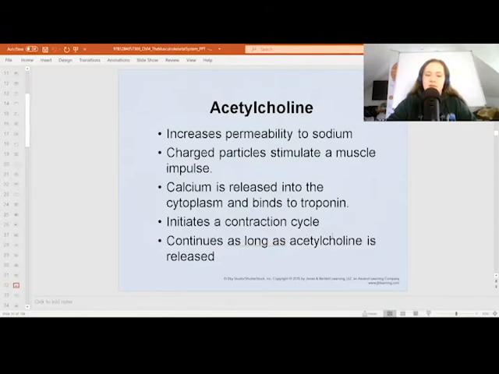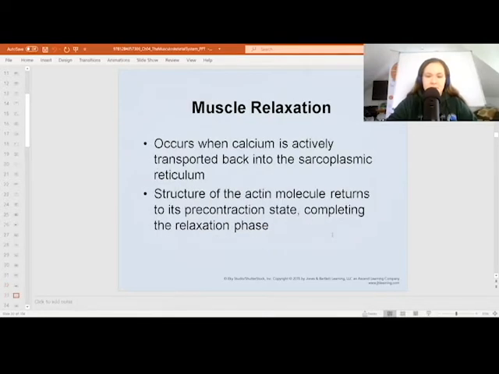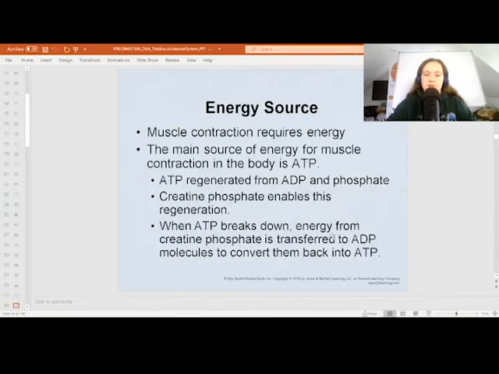Calcium is released into the cytoplasm and binds to troponin, which initiates the contraction cycle and continues as long as acetylcholine is released. Muscle relaxation occurs when calcium is actively transported back to the sarcoplasmic reticulum. The structure of the actin molecules returns to its pre-contraction state, completing the relaxation phase.